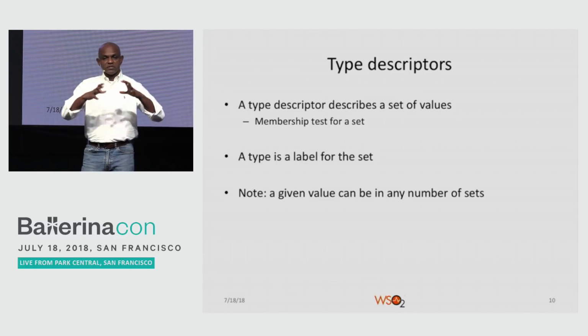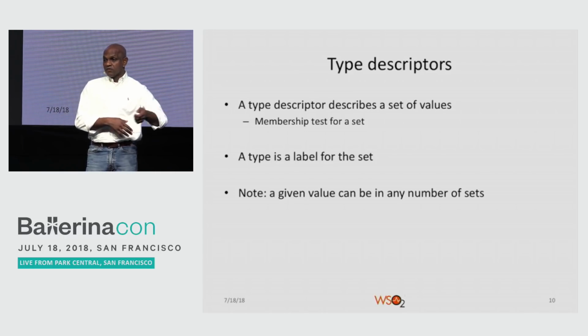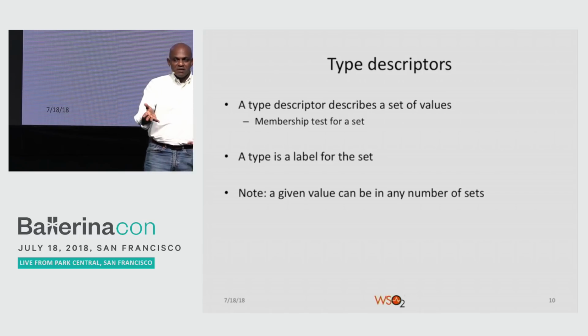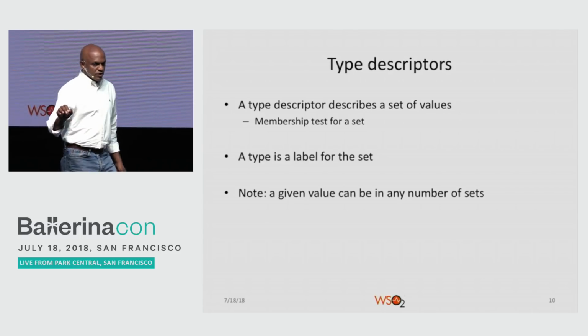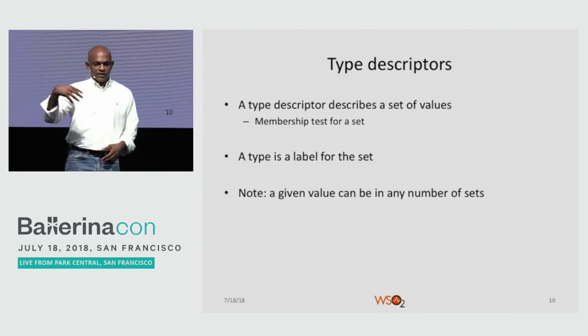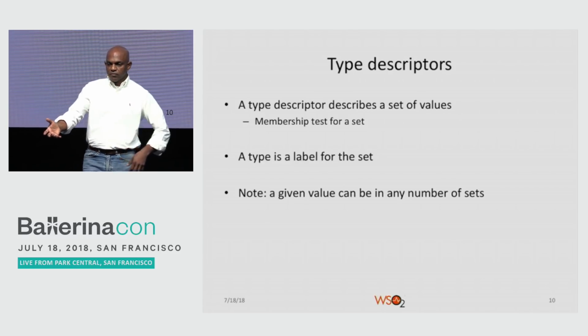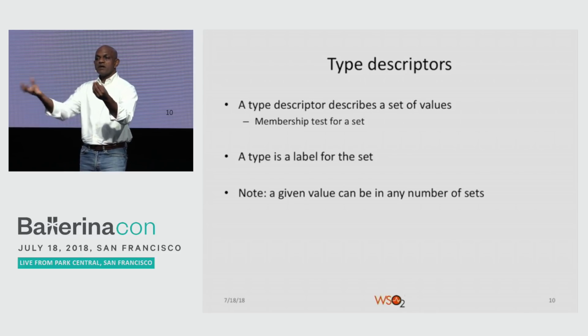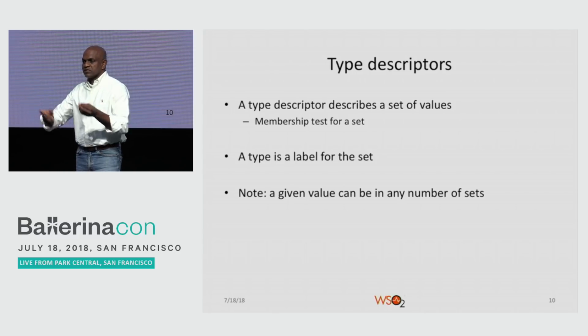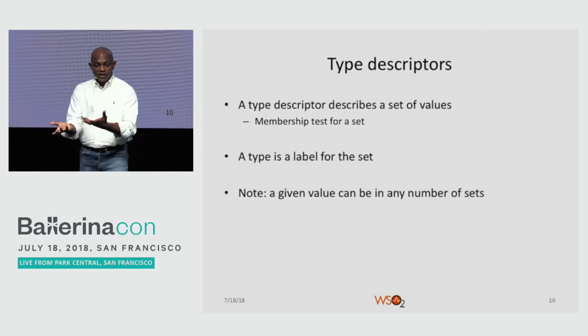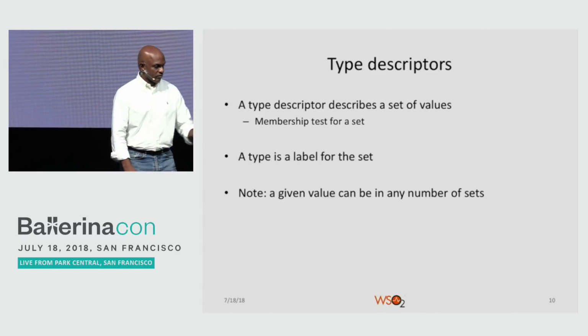So you can say, oh, this is the set of all integers. And then there's a type descriptor called int, which represents that set of values. So the type itself is a label. It just says, oh, this is the name for that set, right? So you remember now, because this is just values and different sets that I'm defining, I can take a given value and shove it into any number of sets. Now obviously I can't take an int value and put it into a string set because that won't satisfy the membership test. But I can define a new set and put it in wherever I want.